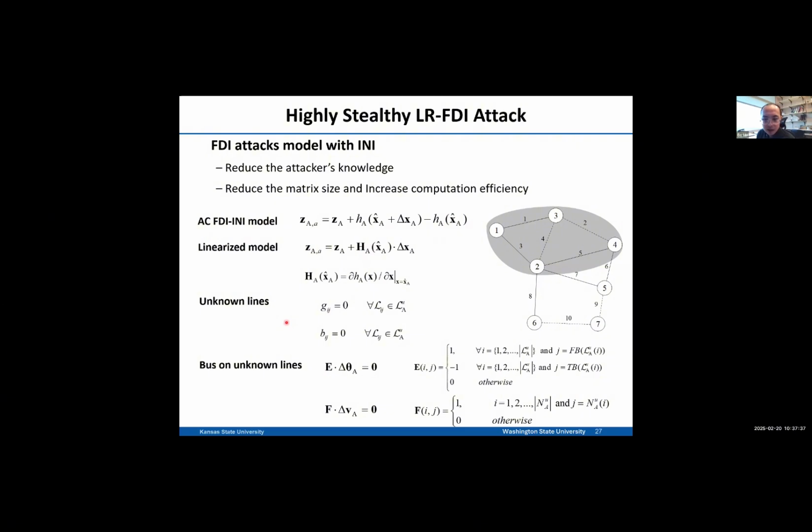Since we calculate the derivative of the power injection and power flow with respect to the voltage in the H function, we need the line parameters of every transmission line in the attack area. But under the INI condition, we have unknown lines, for example, line 2 and line 4, whose line parameters we don't know. So we simply set the conductance and the susceptance of the unknown line impedance to 0 in calculating this Jacobian matrix. I will explain the reason later.